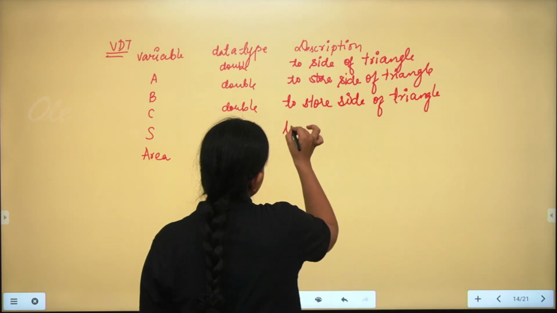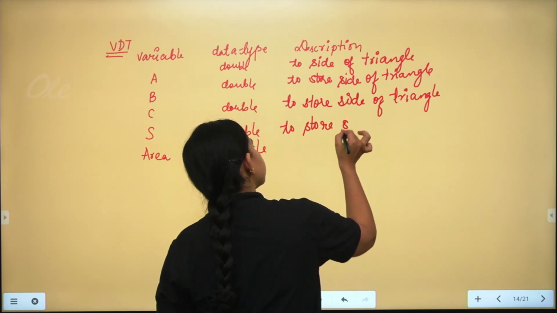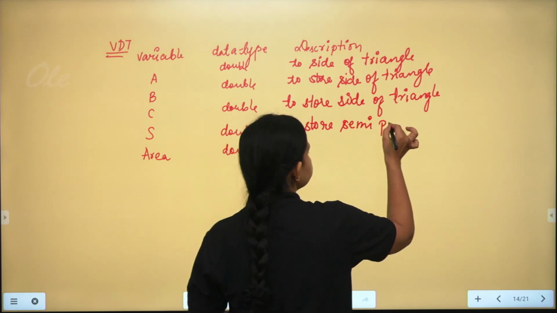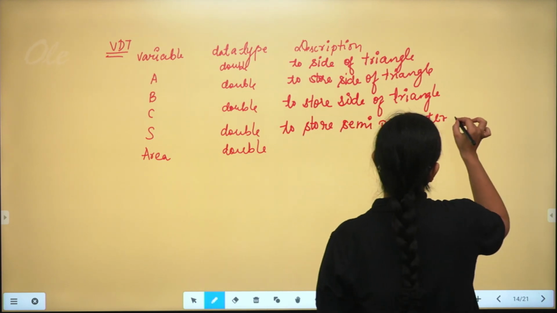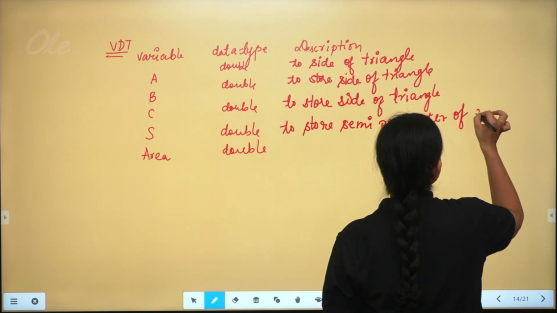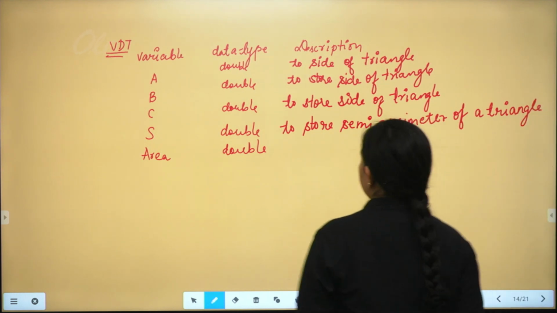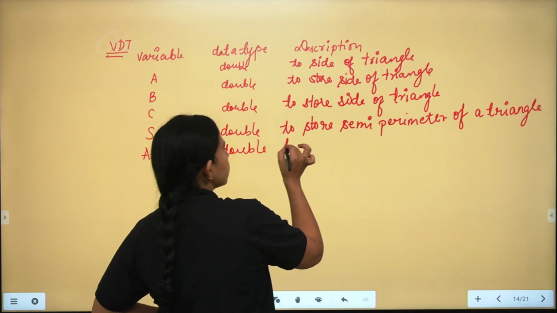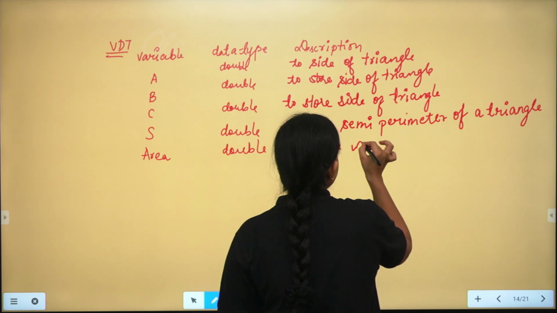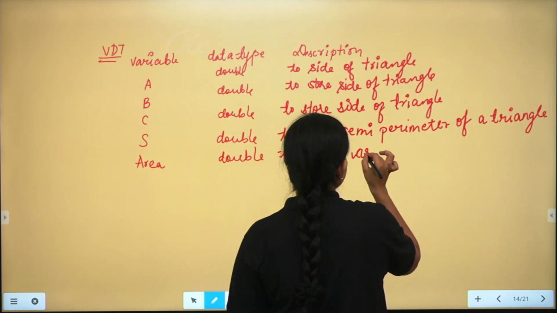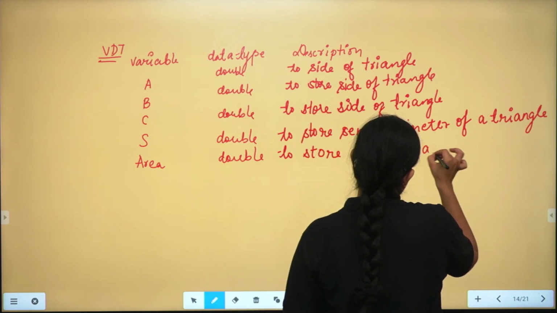And now S is used to store semi-perimeter. Semi-perimeter of whom? Semi-perimeter of a triangle. And the last, area to store area of a triangle.